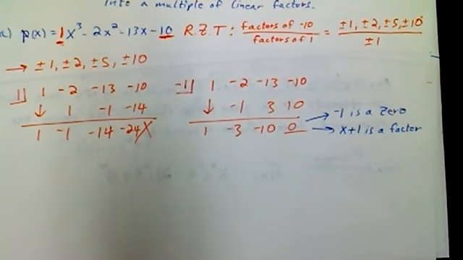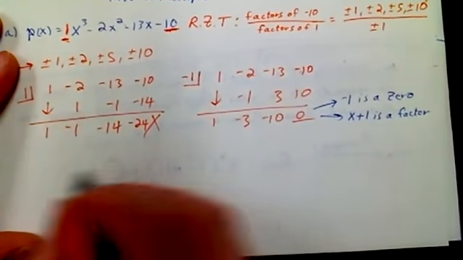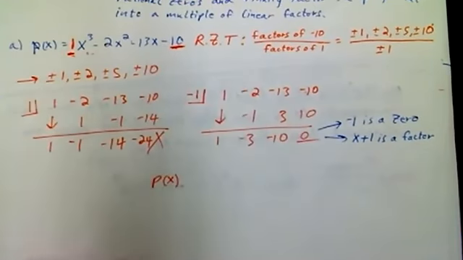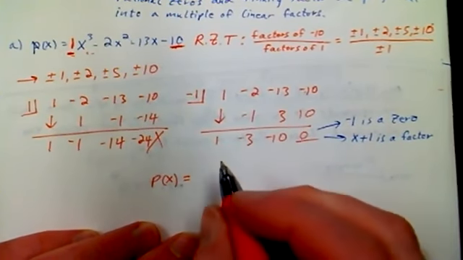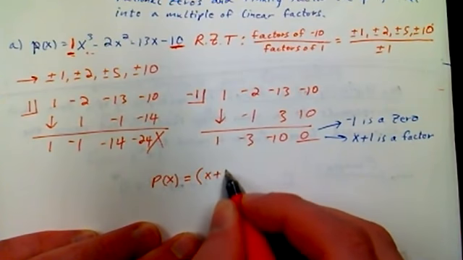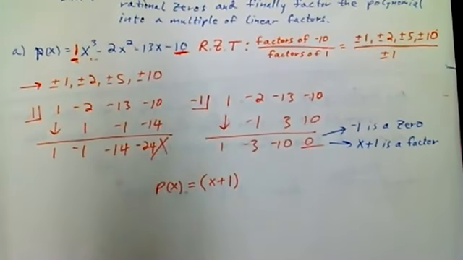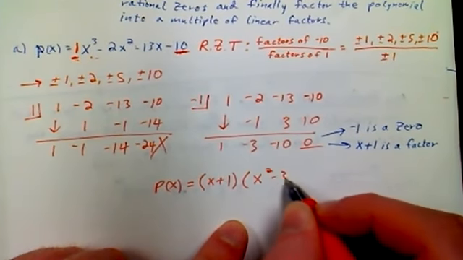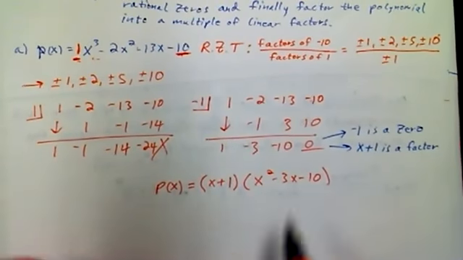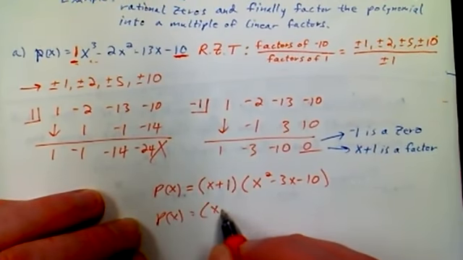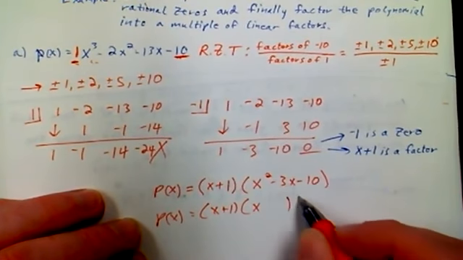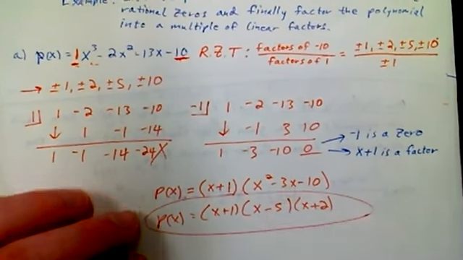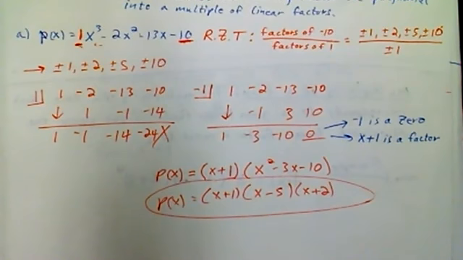So now what I'm going to do is write this out. I was using P of x, I just use it because polynomial. So P of x, which I know I can write this way. Well, I can write in factored form, or at least partially factored form, with x plus 1. And the next thing I need is just the leftover. So that's just going to be x squared minus 3x minus 10. From there, you can factor this the old-fashioned way. So that's x plus 1, x minus 5, x plus 2, fully factored. So you're good from right there.